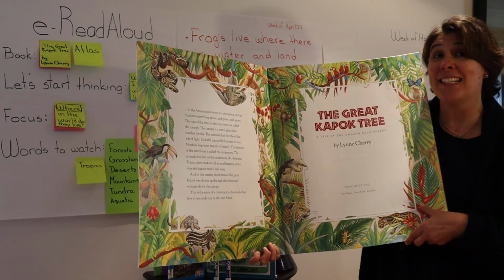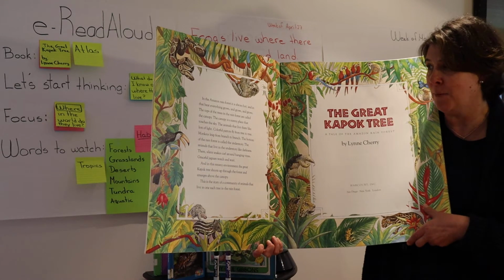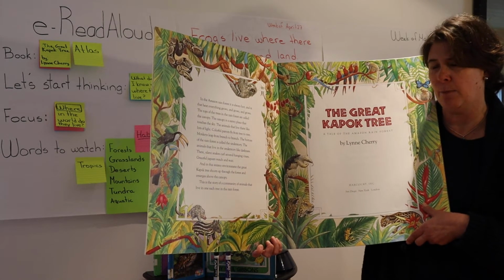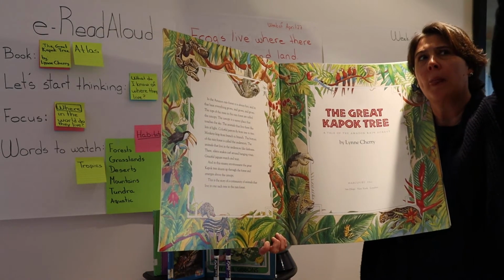You got it. It's the rain. It rains a lot in the rainforest. So there we go. You're thinking, and I'm thinking with you. The tops of the trees in the rainforest are called the canopy. So the canopy is at the top.